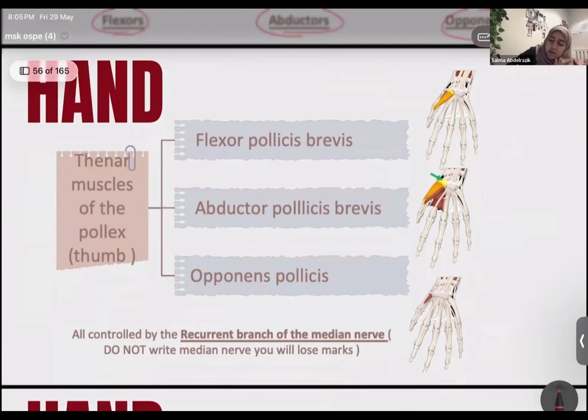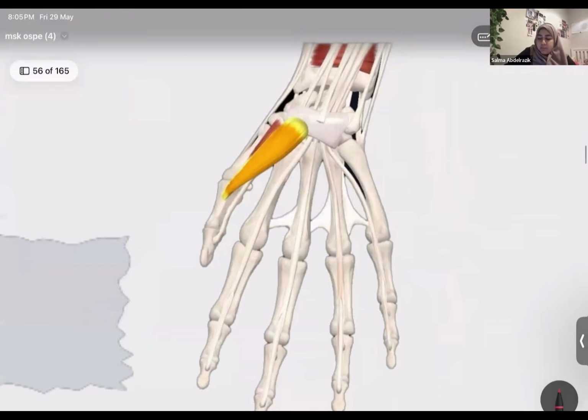We have thenar muscles. The thumb is pollicis, right? So we said we have the flexor first. This one, okay? Imagine this is where it starts. Imagine it pulled in this direction, because that's how muscles work.